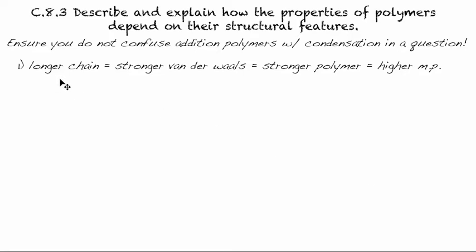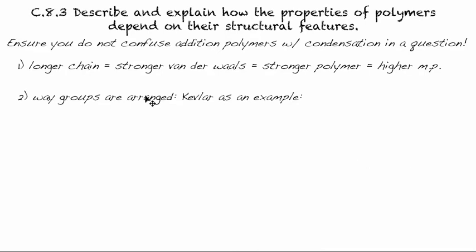Number one, a longer chain is going to equal stronger van der Waals because these are all molecular, which will equal a stronger polymer and a higher melting point. So that's sort of underlining some of the reasoning why.